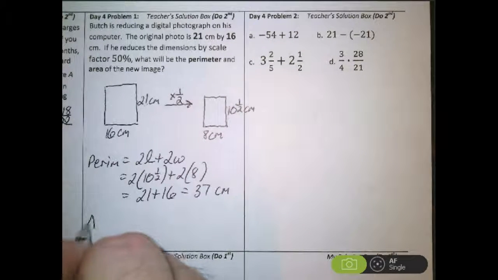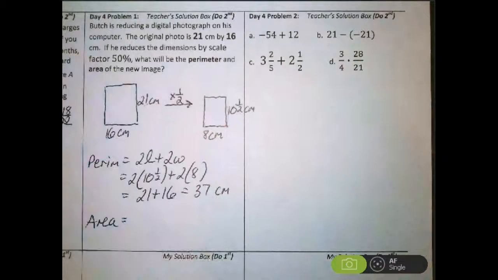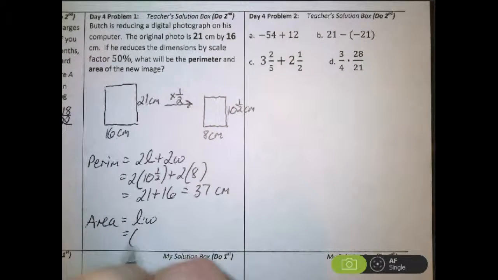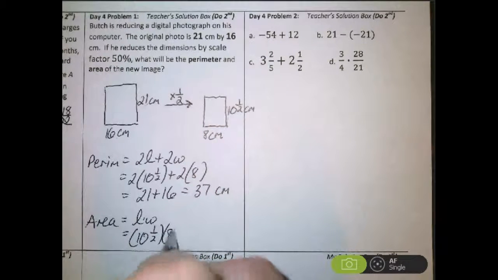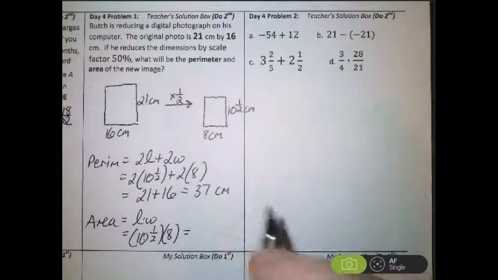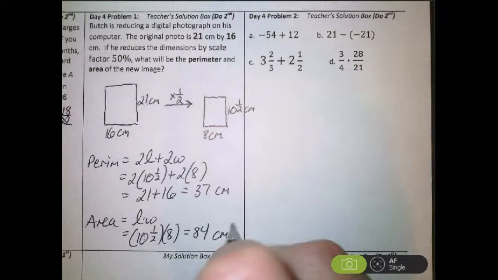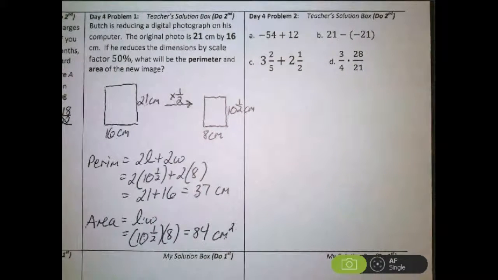Okay, now the area. Area of a rectangle is length times width. And so 10.5 multiplied by 8. 10 times 8 is 80. Half times 8 is 4, and 80 plus 4 is 84. A little bit of distributive property there to help me multiply the mixed number times 8. So 84 square centimeters is the area of that photograph.